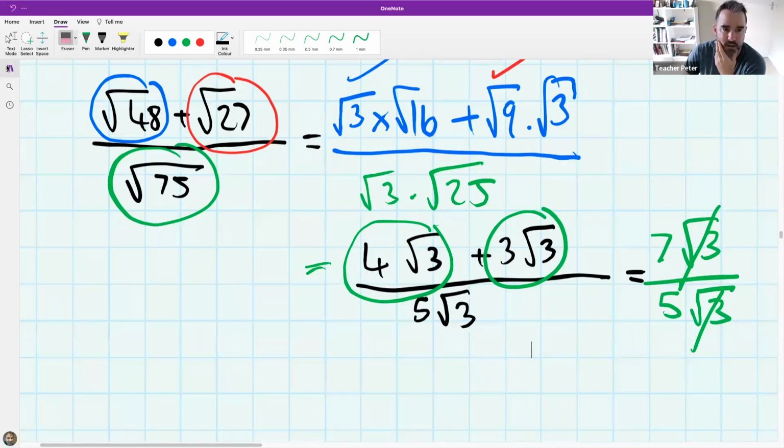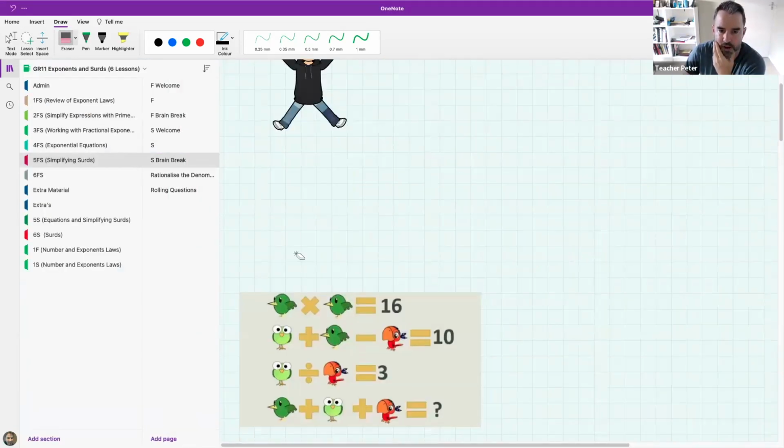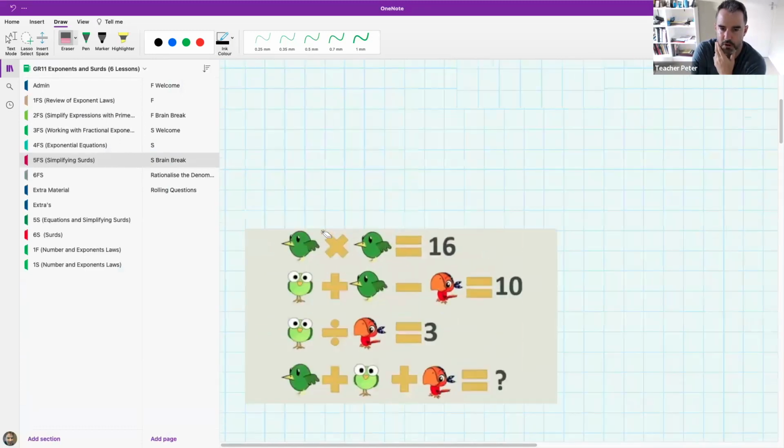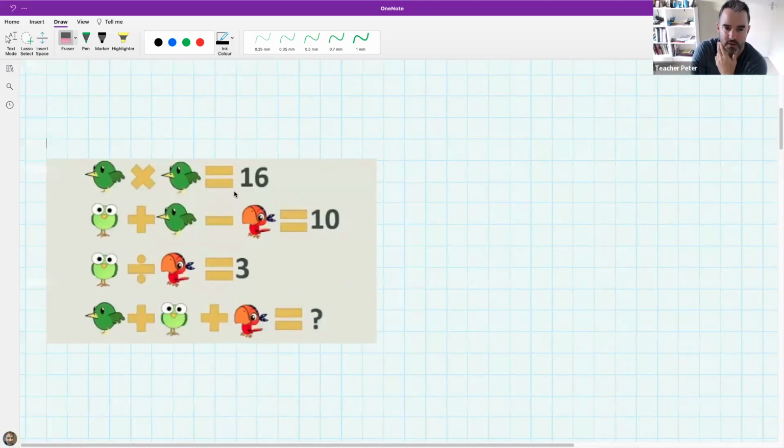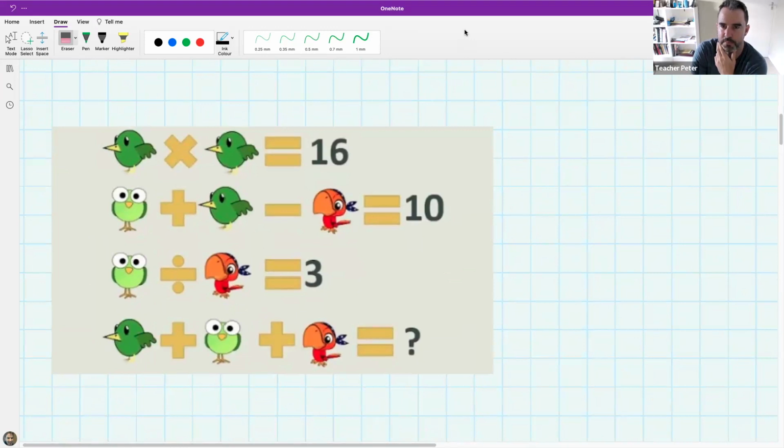And then let's do a little brain break puzzle. I have got some Angry Birds for you guys today. So tell me how much these Angry Birds add up to.